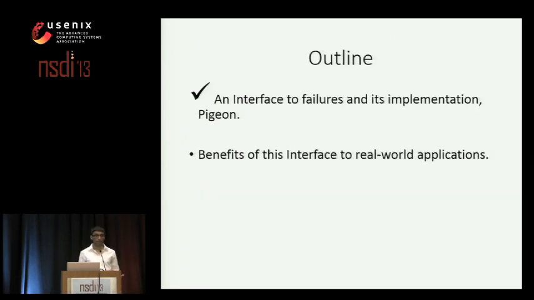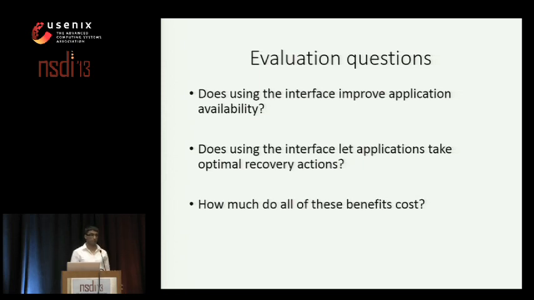So now that I've talked about an interface that exposes failure information and its implementation, Pigeon, I would like to talk about the quantitative and qualitative benefits of this interface to real-world applications. Recall that as part of the thesis of this work, I said that the network interface should expose failure information, as that helps applications recover effectively and improve availability. Well, it's time to test whether the interface that I presented helps applications recover effectively and improves their availability. And if yes, then how much do all these benefits cost?